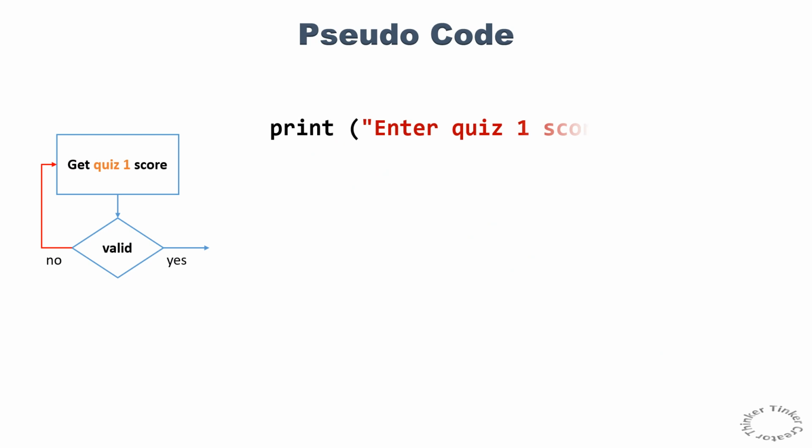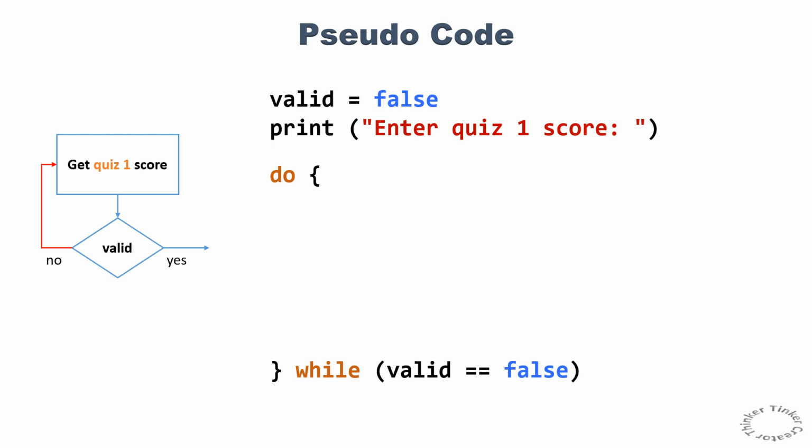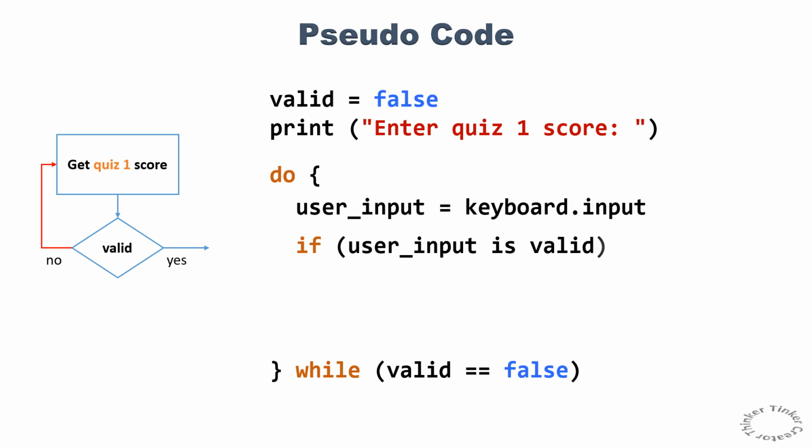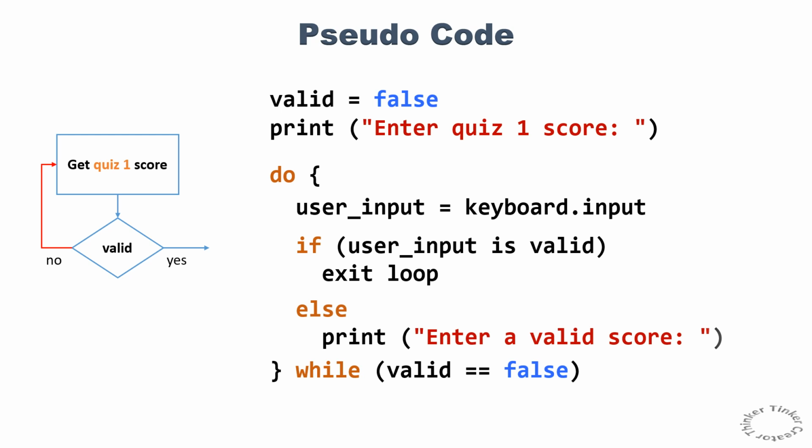We ask the user to enter a quiz score. We need a loop to repeat the question until a valid score is entered. Inside the loop, we accept the user input. If it's valid, we exit the loop. Otherwise, we ask again. We can reuse this code by putting it inside a function.